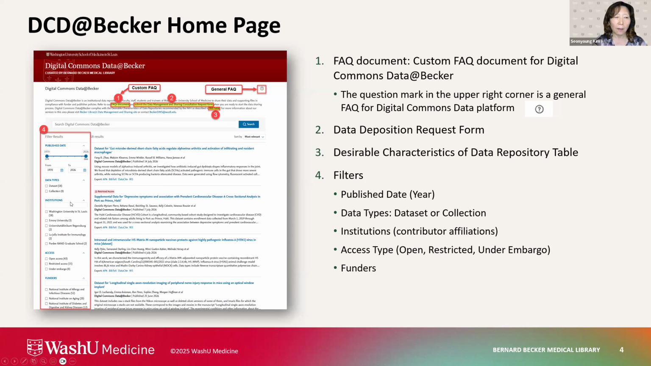Data types. Right now, we only have a dataset. I'm in the process of creating one collection, but I can show you an example of how you can create that one. Institutions, these are affiliations of the contributors and usually have a role or ID associated with them. Access type, since we offer both open access and restricted access, it has open access data types, restricted access data types, and some of them might have embargo. And then funders, you can filter those things.